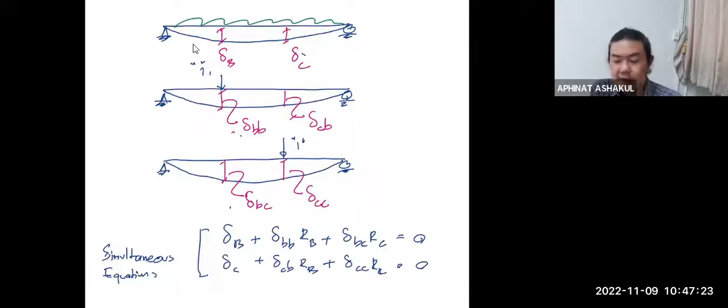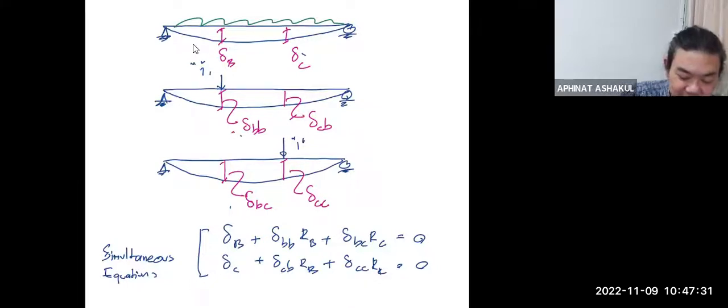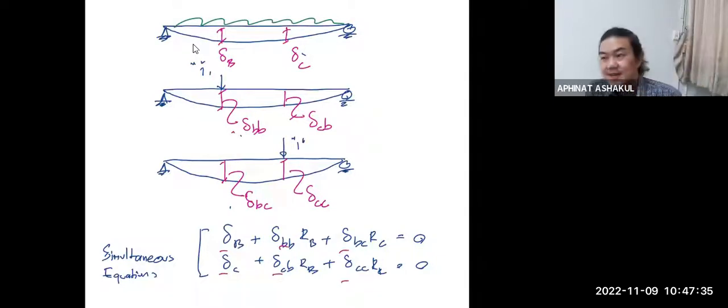We're going to have 3 simultaneous equations, so that means it's going to be a lot more. You see how many displacements you're going to have to calculate? 1, 2, 3, 4, 5, 6. And if you have 3 degrees of redundancy, it's going to become 9, right? So not a hot prospect to do, I'd say.